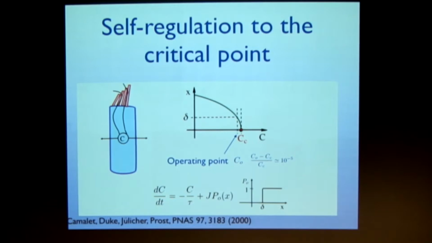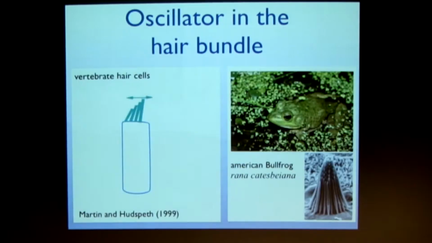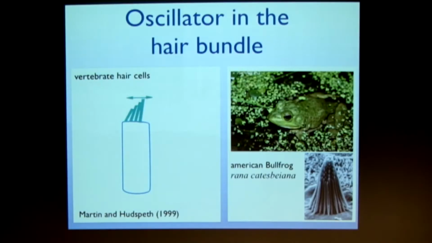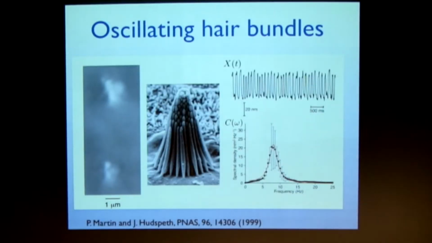The first thing I'd like to mention is that the hair bundle itself of a hair cell can be a mechanically active system and can actually oscillate. This was discovered some time ago by Pascal Martin and Jim Hudspeth by studying frog hair bundles. I just show you here one example from Pascal, where you see under a light microscope two hair bundles, so they're not very well resolved. This would be an electron microscope view of these structures. And you see them stochastically vibrating. Here you see a time trace, and you see a spectrum.